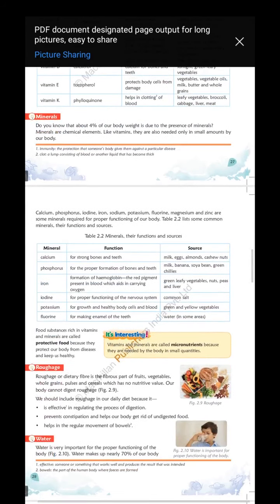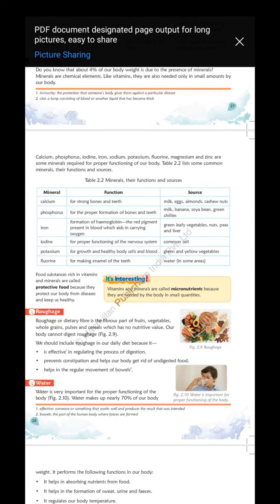And some minerals like calcium, phosphorus, iron, iodine, potassium, fluorine. And what are the functions of minerals? Strong bones and teeth, proper formation of bones and teeth. For formation of hemoglobin, we need iron. And iodine is also needed for proper functioning of the nervous system. So what are the minerals you can observe in our daily life? Calcium for bones and teeth, you know. Iron for hemoglobin.